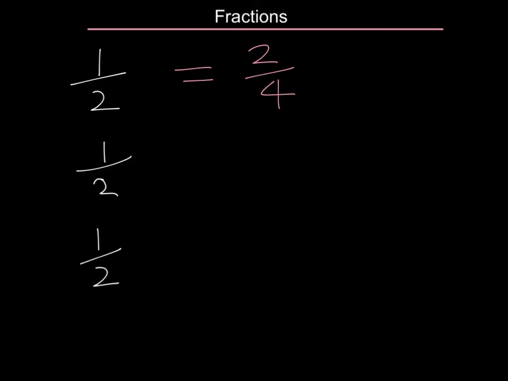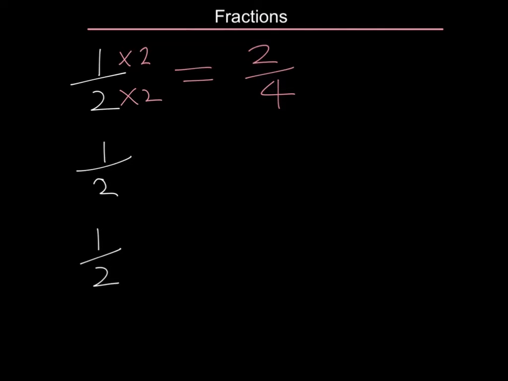And it's the same because I've multiplied this number, the numerator, by 2 and the denominator by 2. I've multiplied by the same number. What it really means is that 2/4 of a cake is the same as a half a cake.